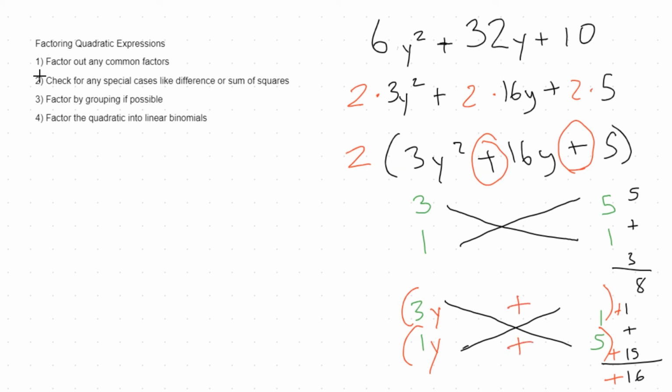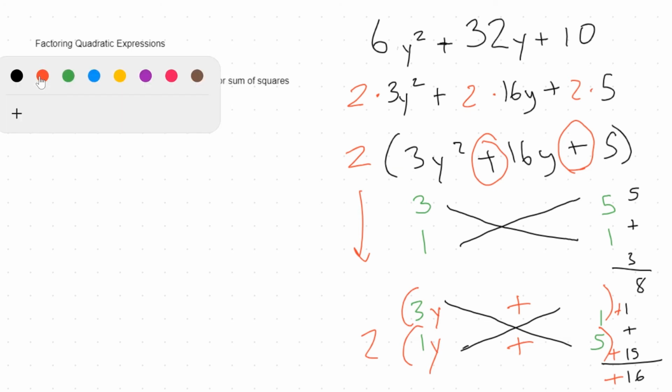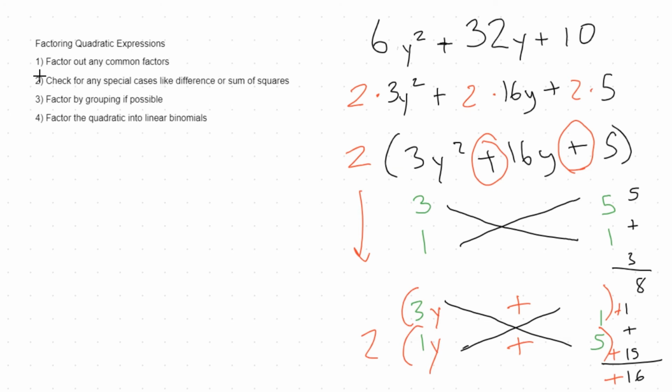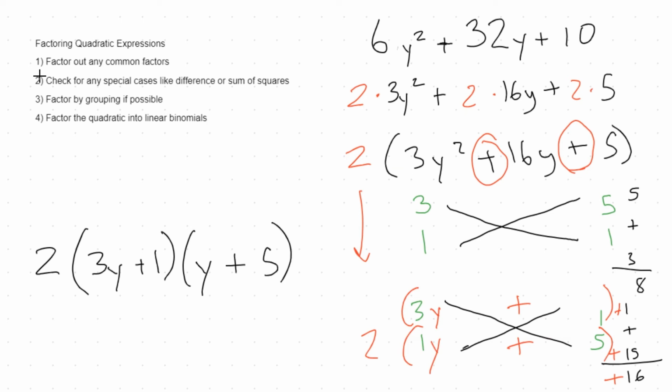So our answer, let's not forget that we have a 2 out front here. Our answer is going to be 2 times 3y plus 1 times 1y, or I can just write it as y. I don't really want to write the 1, it's just sort of understood that it's there, plus 5. All right, so that is our answer.